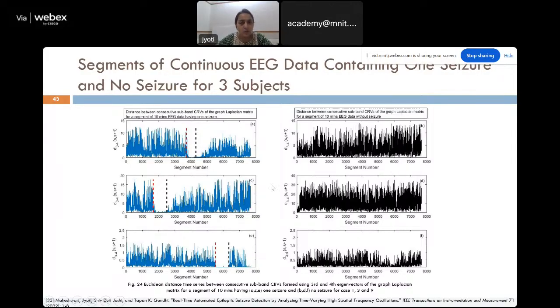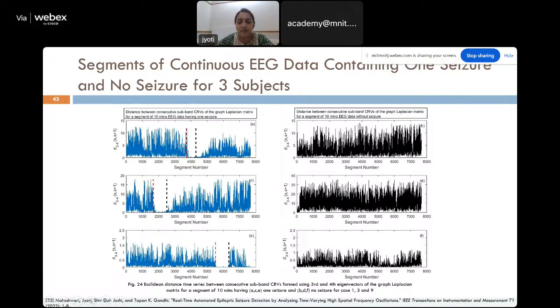So what are we doing? We are just comparing. Once we have the Laplacian matrix with us, we can always find eigenvalues and eigenvectors. We can form the subband CRV. In this case, we were interested in the detailed information of seizure, so we focused on the dominant eigenvectors of the Laplacian matrix. Here, we have formed the subband CRV using the dominant eigenvectors, and then we found the Euclidean distance between consecutive subband CRVs.